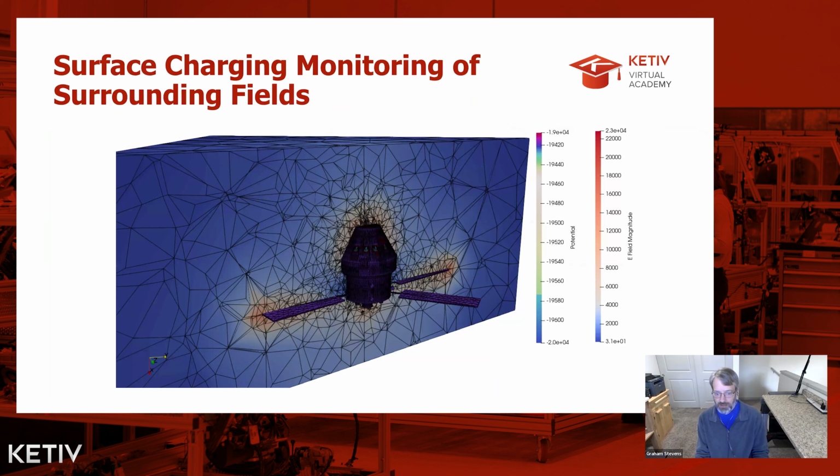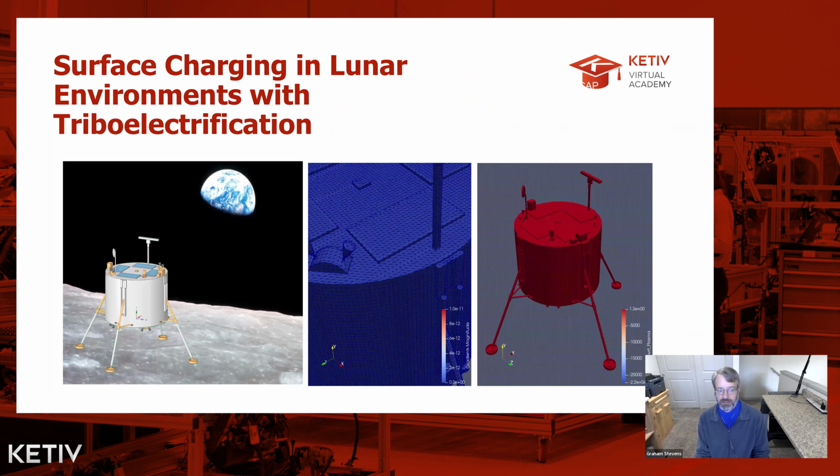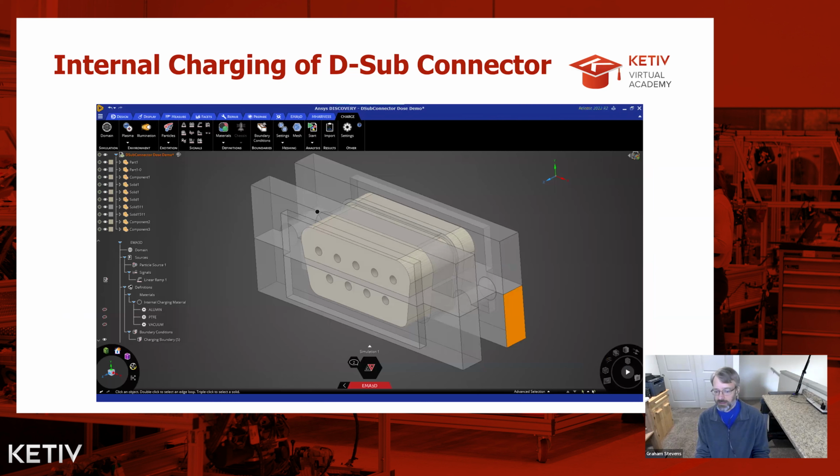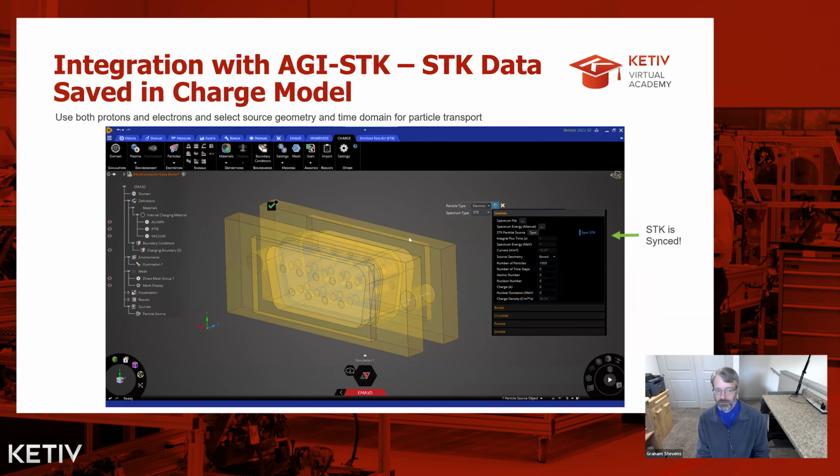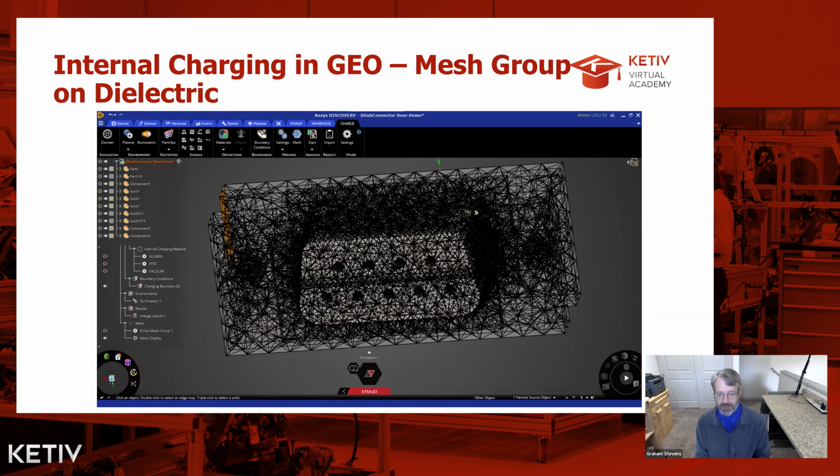And these are just some of the outputs that we can get. We can look at surface charge monitoring of the surrounding fields. In the lunar environment, if you have dust and triboelectrification happening, we can examine that. We can look at the internal charging of a sub-D connector, as depicted here. Again, we're in Discovery, we brought in our connector, and now we're grabbing the data from STK. We're then doing an internal charging on the dielectric, meshing it, as you can see the mesh here.